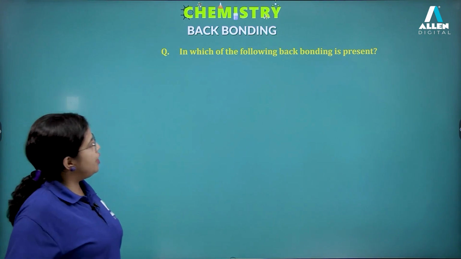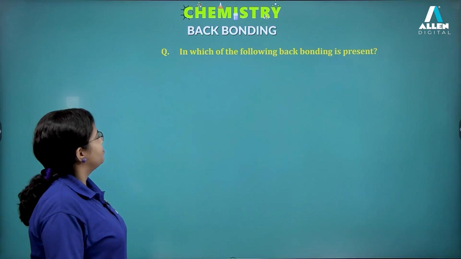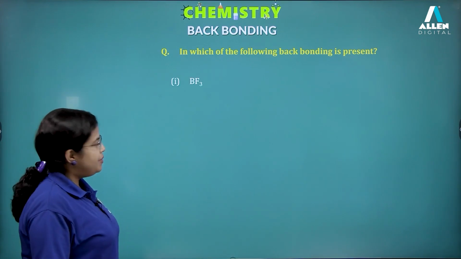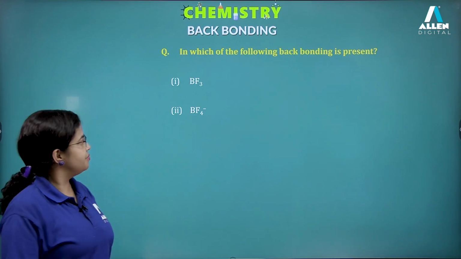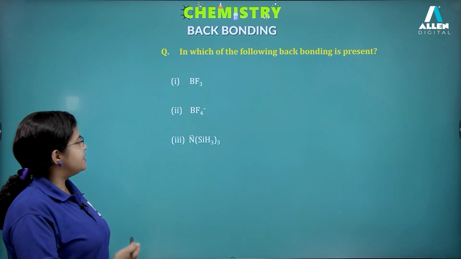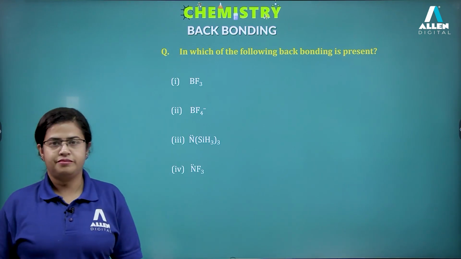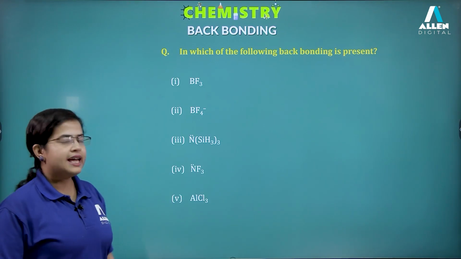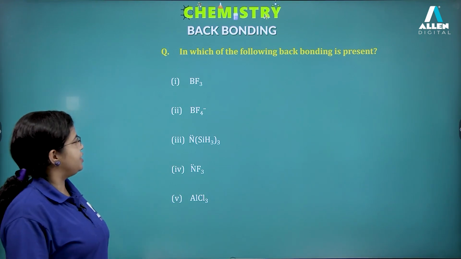And in which of the following is back bonding present? Let's see. BF3, PF4 minus, trisilyl amine, NF3, AlCl3. Let's analyze the first one, BF3.